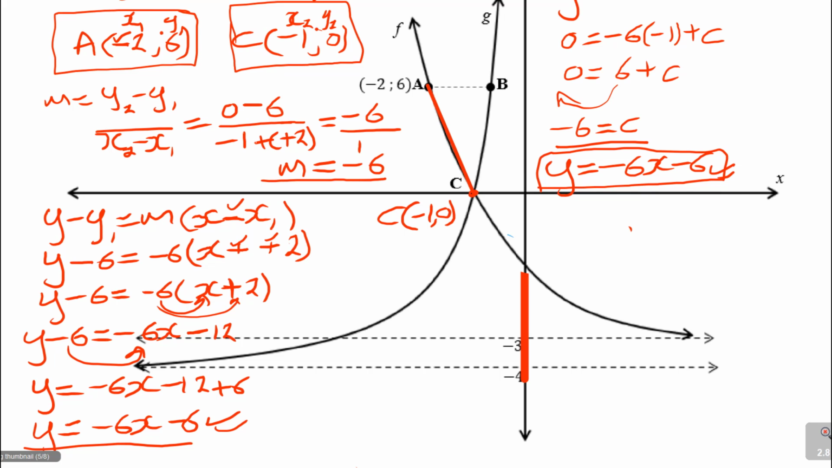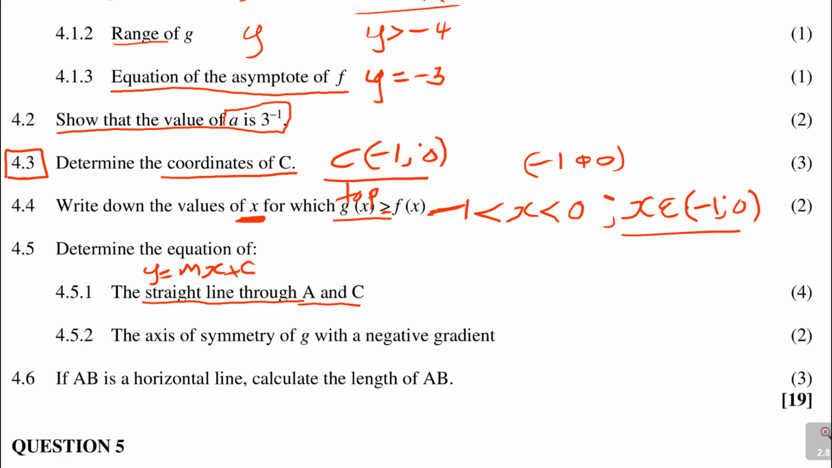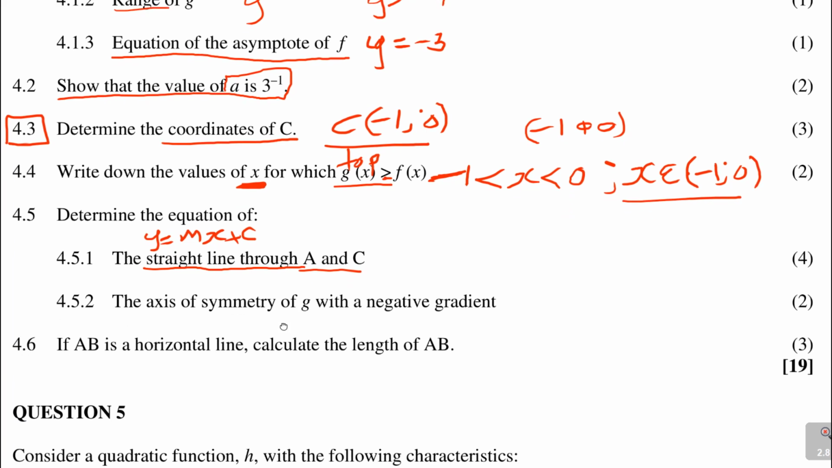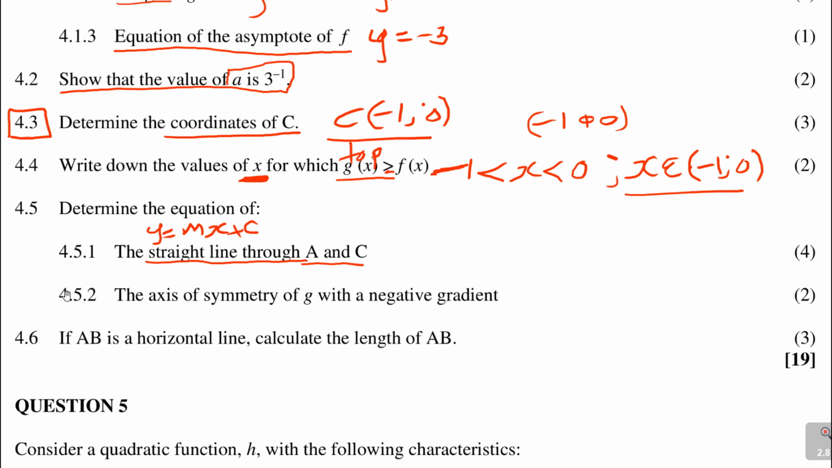Alright, so let's move on. That is the equation. Now the next one, they are saying 4.5.2, the axis of symmetry of g with a negative gradient. Now the axis of symmetry of g.